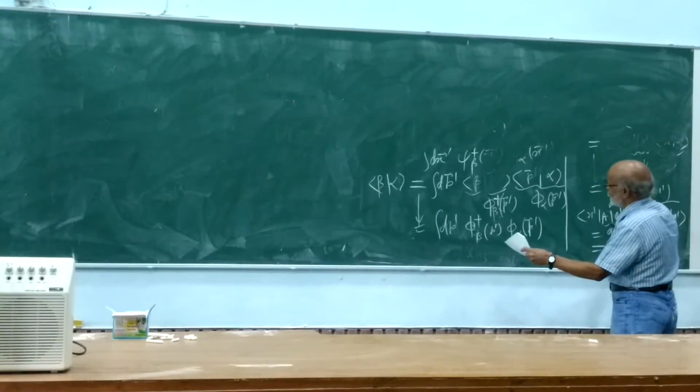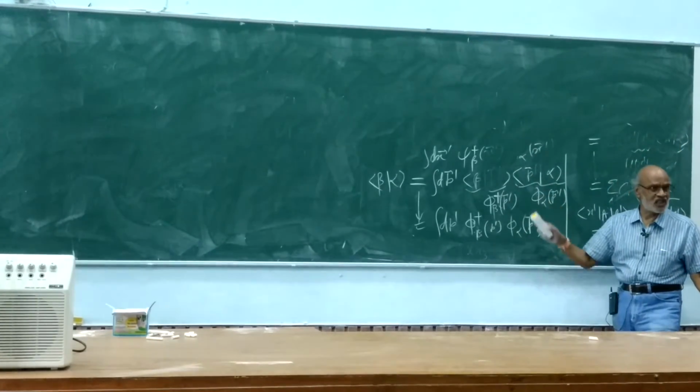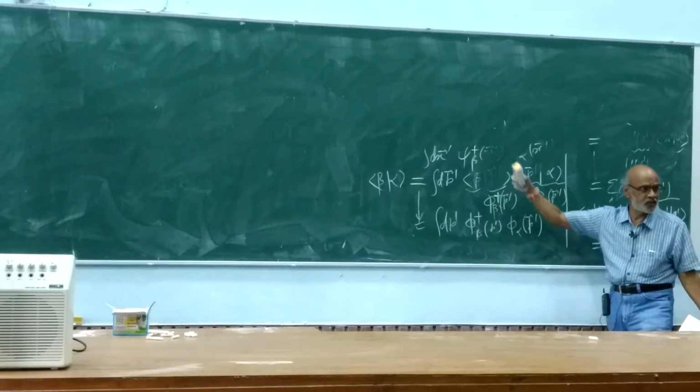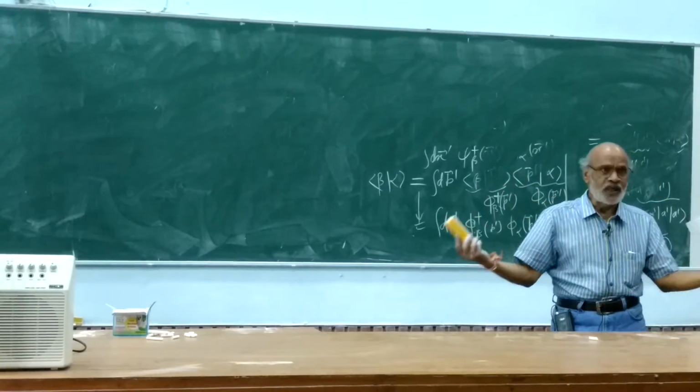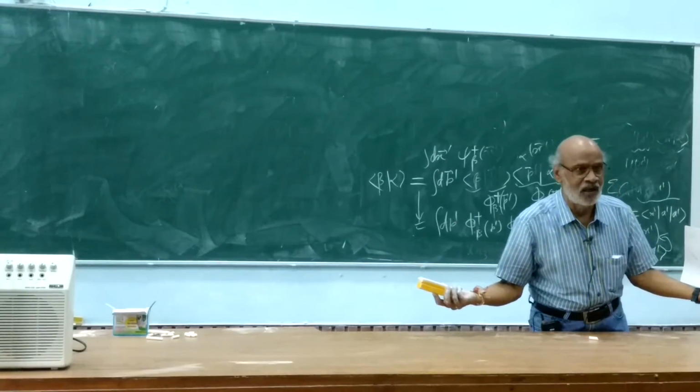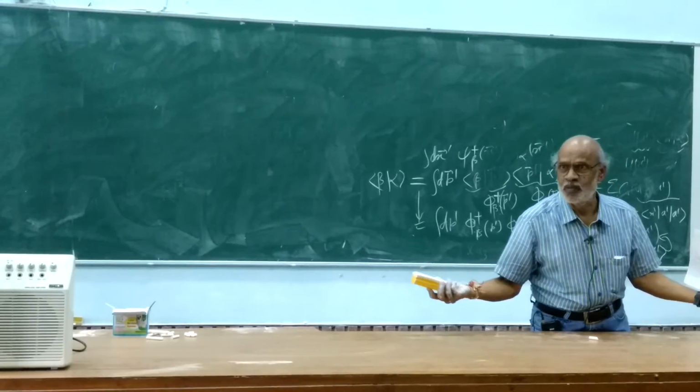Now the idea is, I would like to go from position space to momentum space and from momentum space to position space through your so-called Fourier transform. So in a way, we re-derive our well-known transformation result, okay?